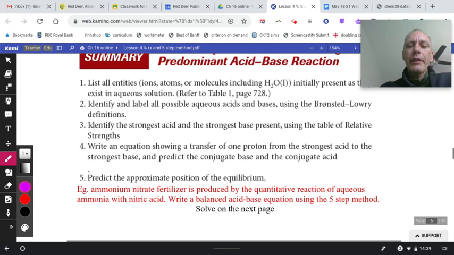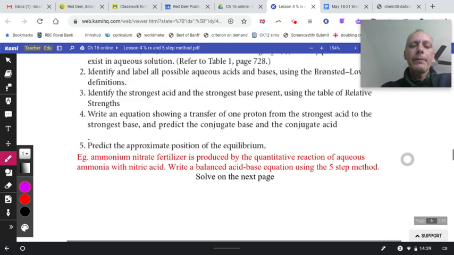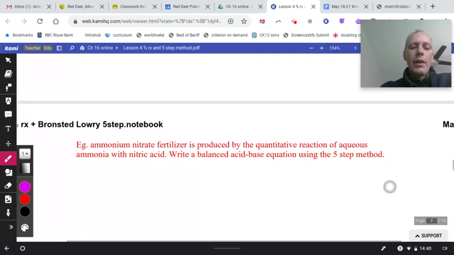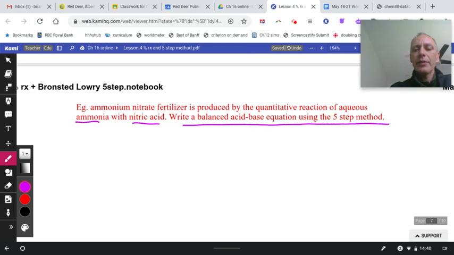This is the 5-step method. I'm not going to read it. I'm just going to go through the steps with you as we actually try them out. Okay, so ammonium nitrate fertilizer is produced by the reaction of ammonia with nitric acid. Write a balanced acid-base equation using the 5-step method. Okay, so we're starting out with ammonia and nitric acid.